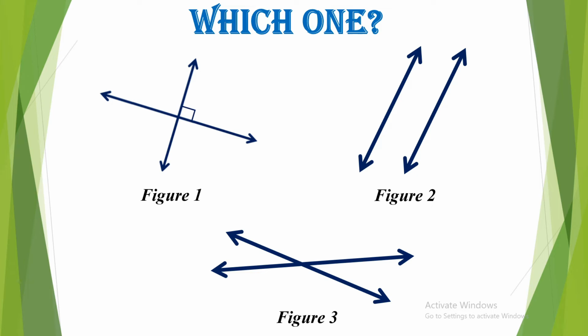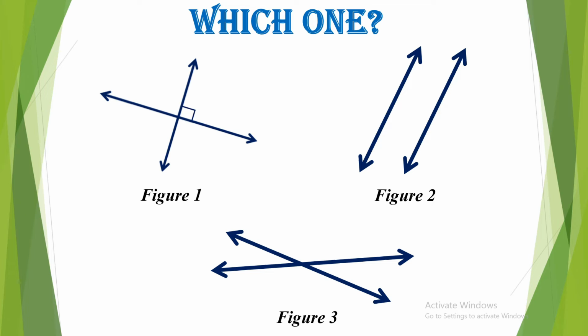Very good. It's figure 2. How about the figure that shows perpendicular lines? Of course, it's figure 1. Now, how about intersecting lines? Very good. It's figure 3.